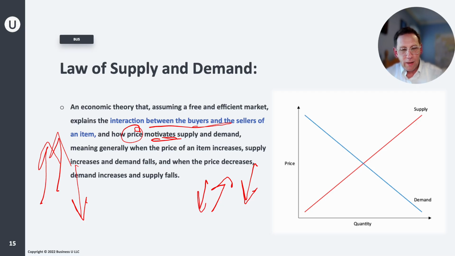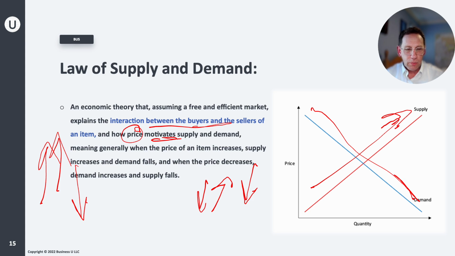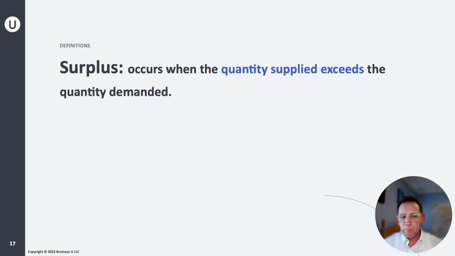Okay, so that's where we have these two x's here. This is your supply curve. Your supply always goes up and to the right. Demand goes down to the right. Okay, so those are your two curves when you graph them.